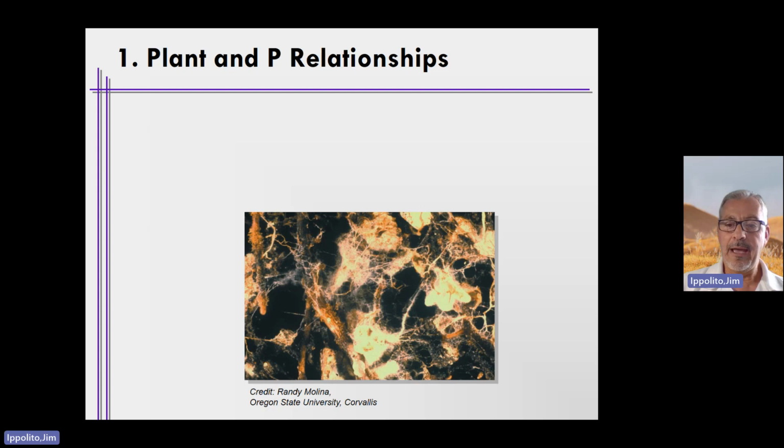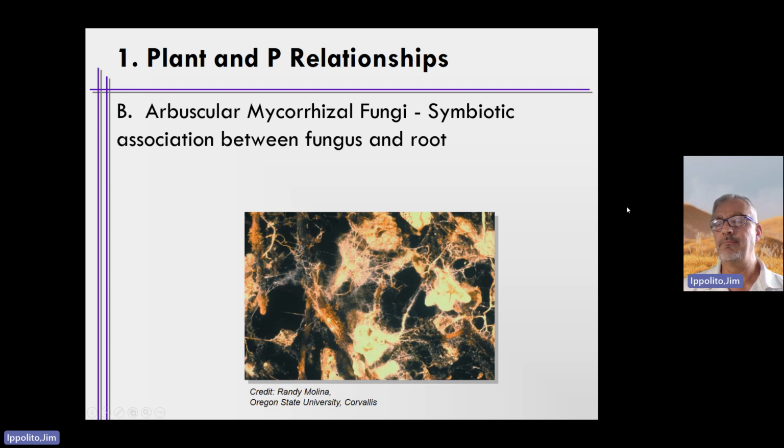Well, plants have adapted to this, and they have created a symbiotic relationship between arbuscular mycorrhizal fungi and themselves. This is a symbiotic association between the fungus and the root. And what you see in the picture here, the white portions, are the fungal hyphae that are attached to the root itself, either on the outside of the root, on the inside of the root, or both, in and out of the root.